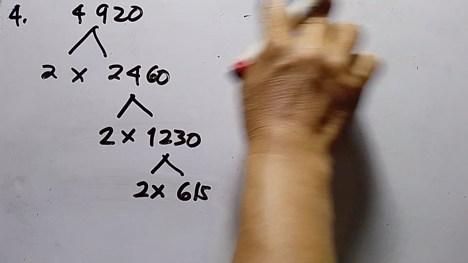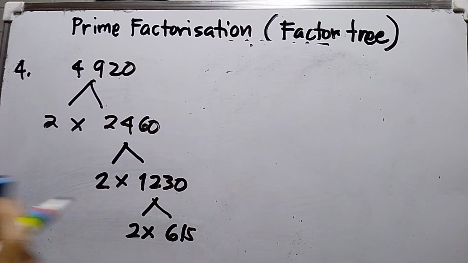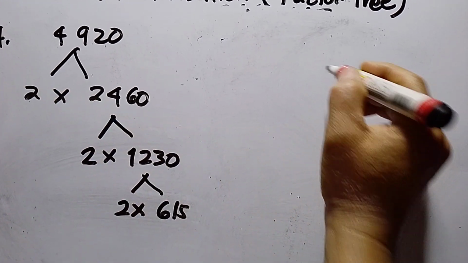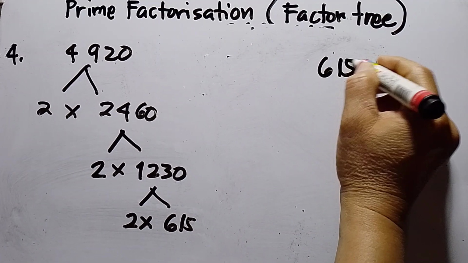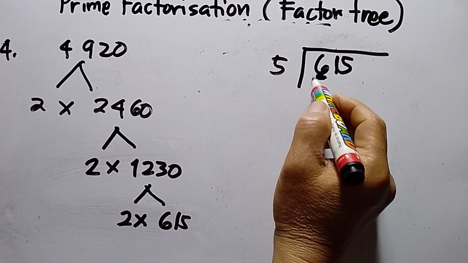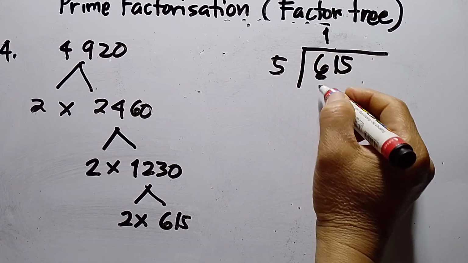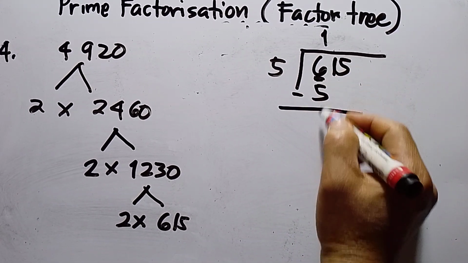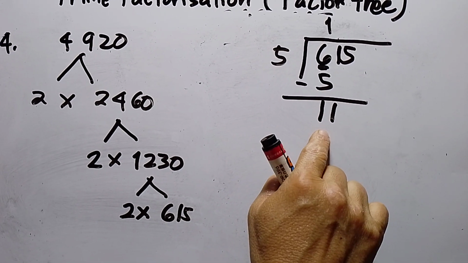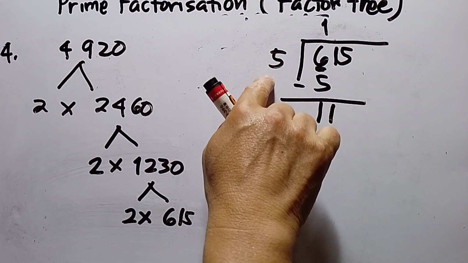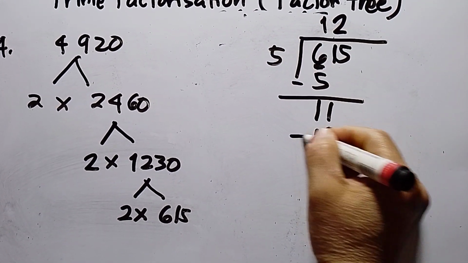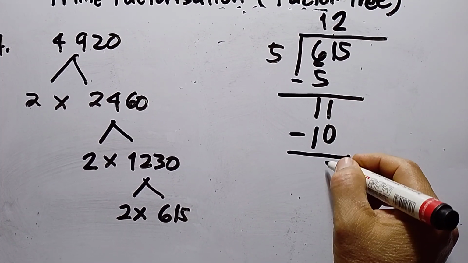615 is divisible by 5 because the last digit is 5. So I could divide this one by 5. So 6, this is 1. So 1 times 5 is 5. 6 minus 5 is 1. Bring down 1. So my new dividend is 11. So I could divide this one by 2. Estimate. So this is 2. 2 times 5 is 10. 11, take away 10, that will be 1.